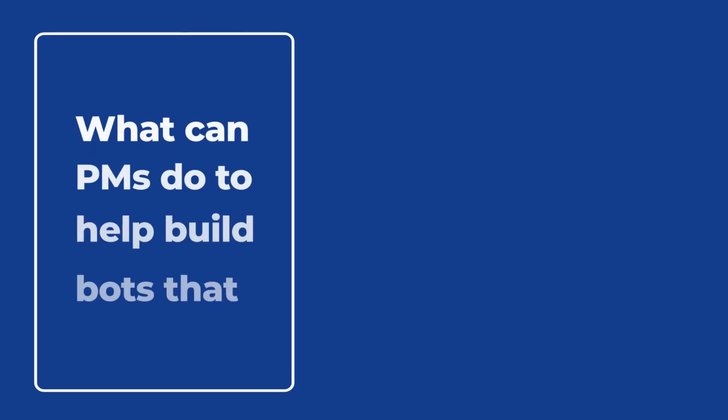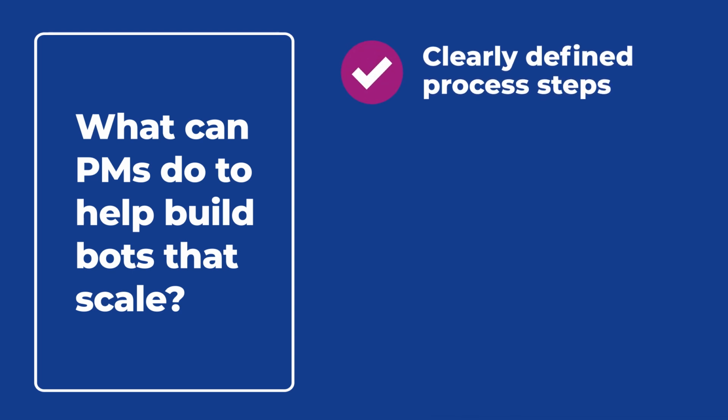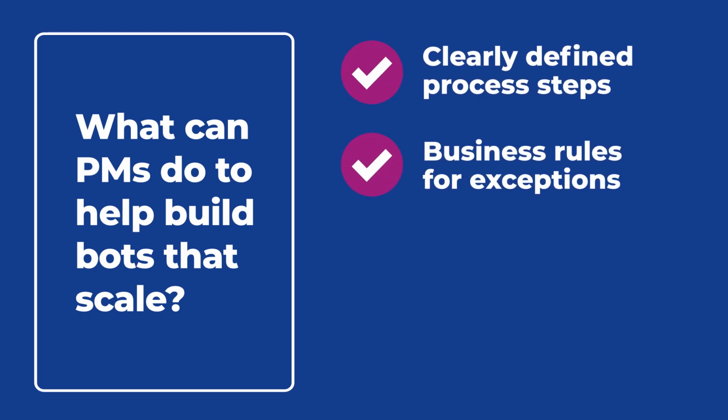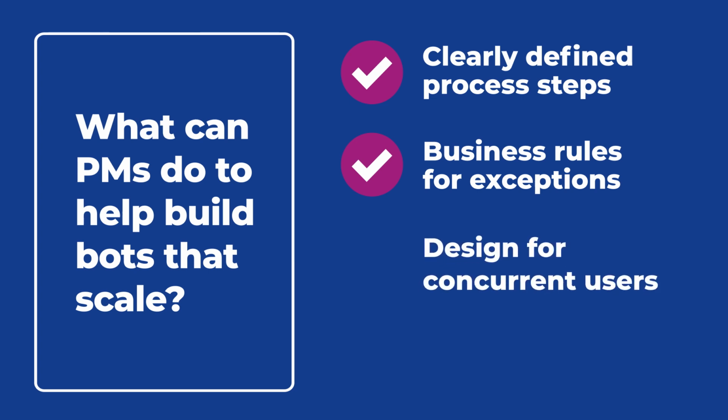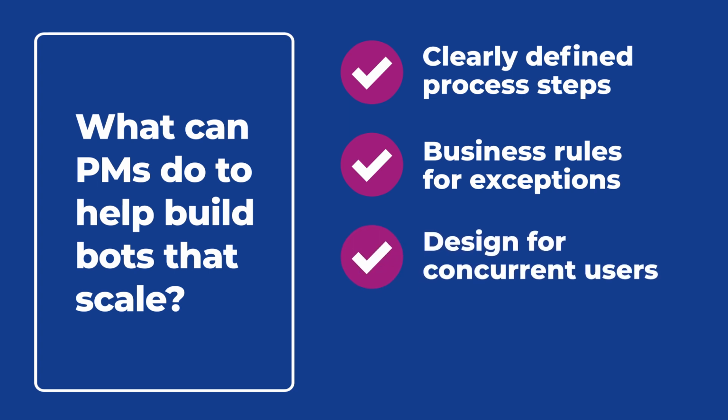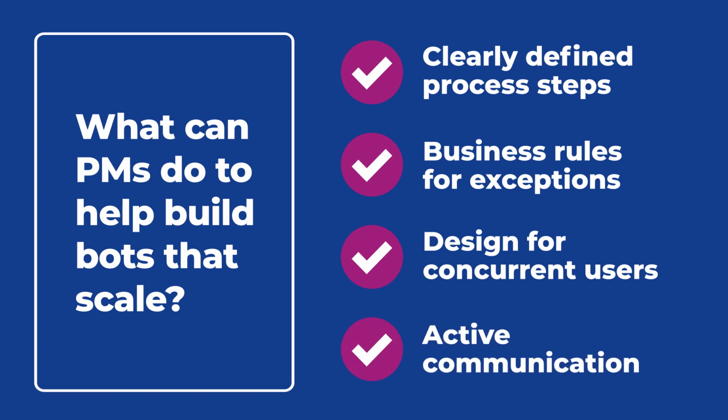Yeah, that's a great question. We need processes with clearly defined process steps, business rules that we can follow to handle those exceptions that we talked about earlier. We also need to design for those concurrent users, that scalability, the real value in automations. And finally, active communication between you, the process owner, me, the developer, and the end users. What do you really want this bot to look like? What do you want it to feel like? How are you going to interact with this automation on your laptop? Man, that's really thoughtful and very cool. You're right, communication is always the key.